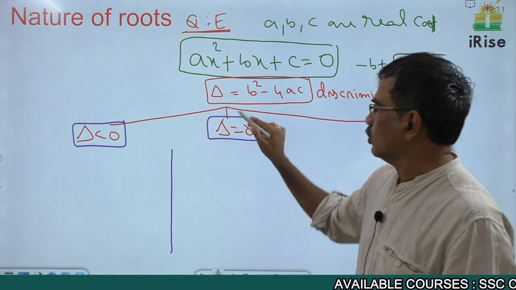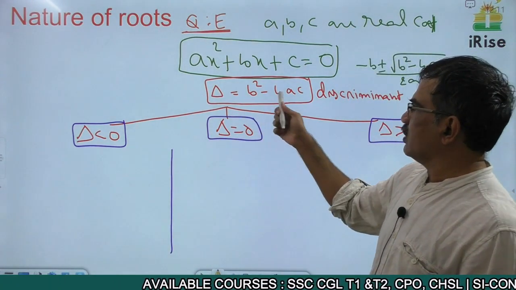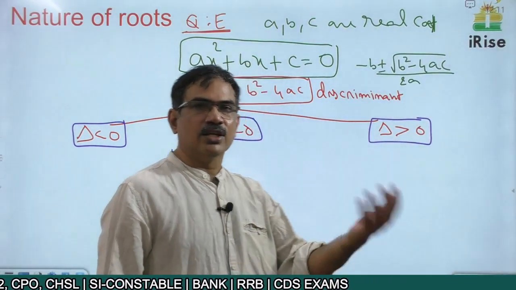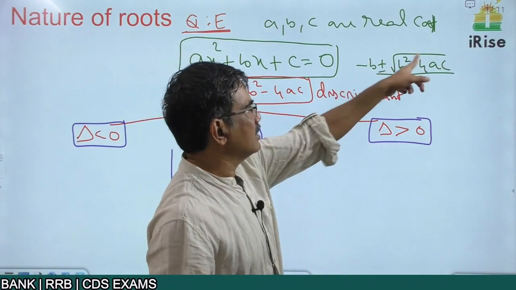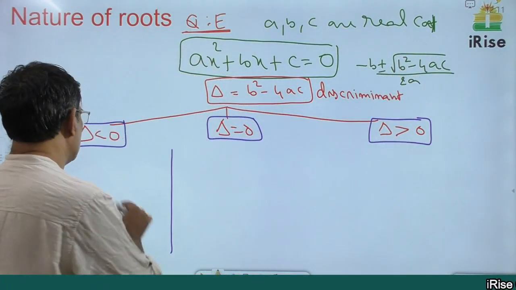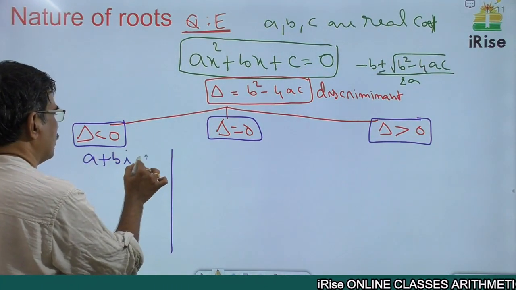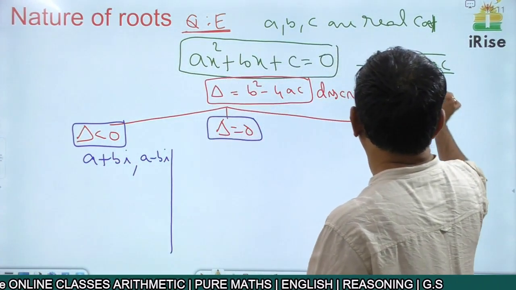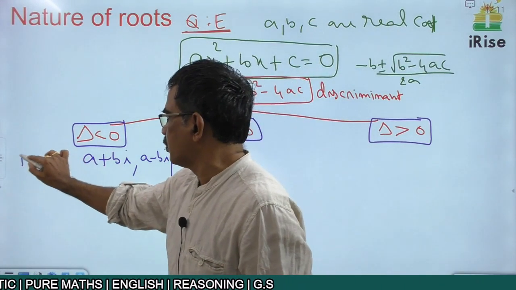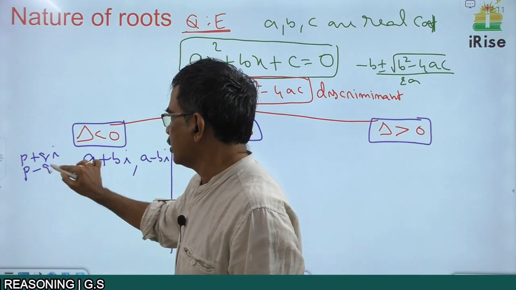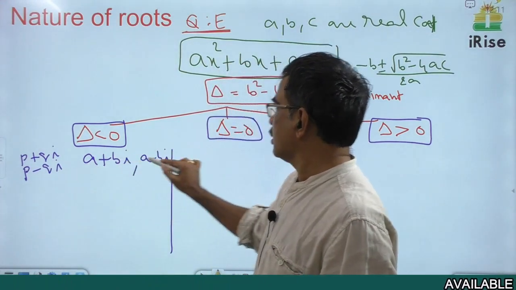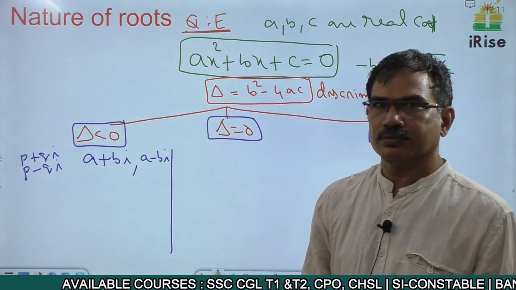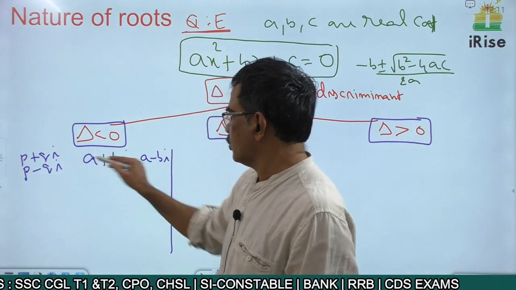If it is less than 0, what happens? If delta is less than 0, we have the root of a negative number. Root of a negative is imaginary. So real plus or minus imaginary by real number. So roots are in the form a plus bi, a minus bi. Not this a and b, please, what I have used; this ab and this ab are different. Or we can say p plus qi, p minus qi. So consider this as p plus qi, p minus qi, no problem.